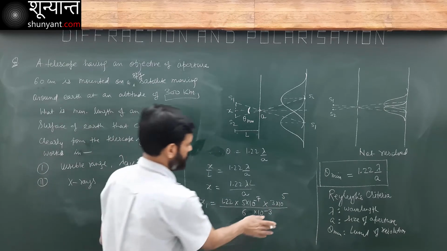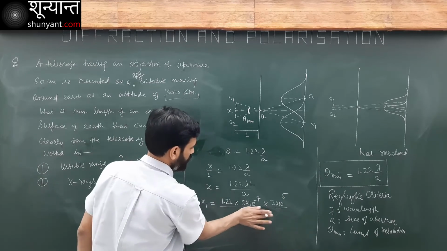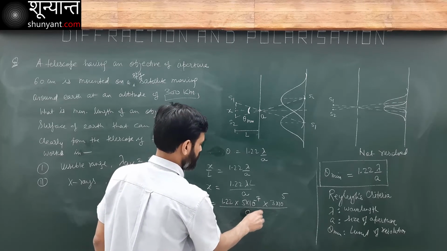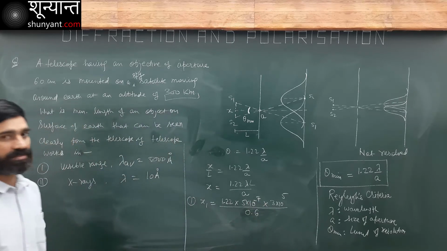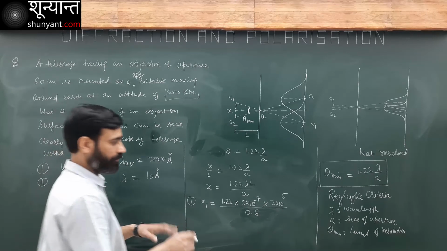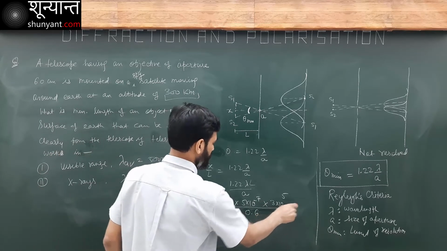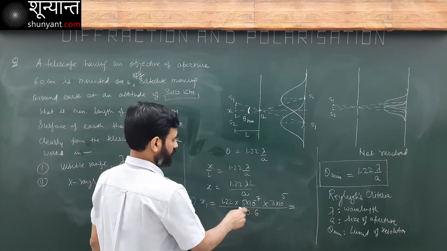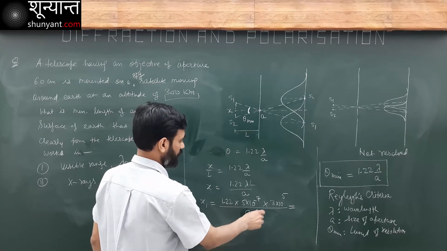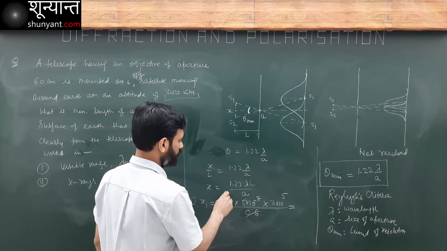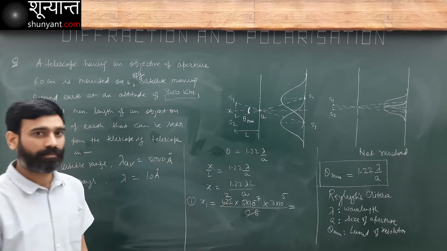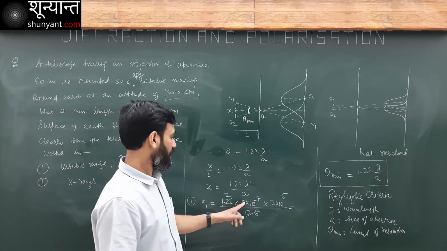No, 0.6. It will be 0.6. Now let's try to find some approximate value here. So this is how much? Let's approximate it as 2. 2. Okay. 5 and 2.